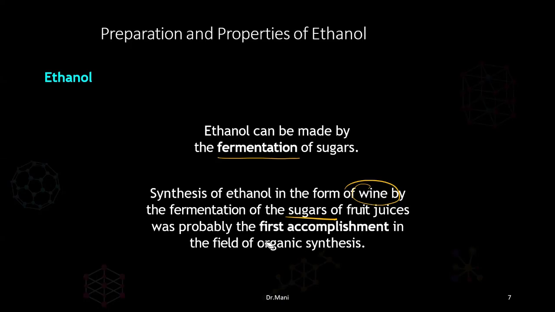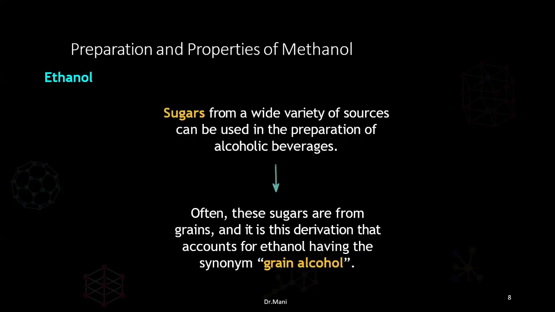Okay. This was probably first accomplished in the field of organic synthesis. So you see here, we can take the sugars from wide sources. It can be fruits or vegetables. It is used in the preparation of alcoholic beverages. Often these sugars are from grains, the food grains like wheat, or the grapes. This derivation accounts for ethanol having the synonym grain alcohol. If the person prepares ethanol from grains like wheat and paddy, then we call that alcohol grain alcohol.